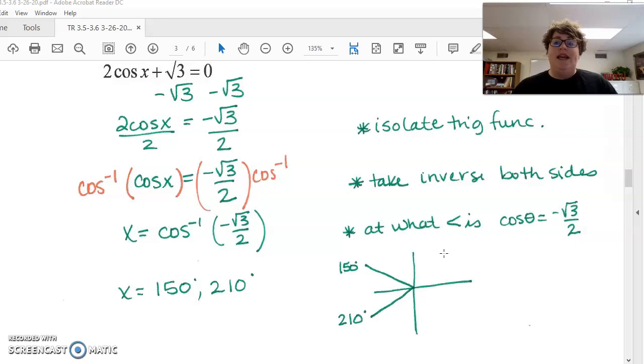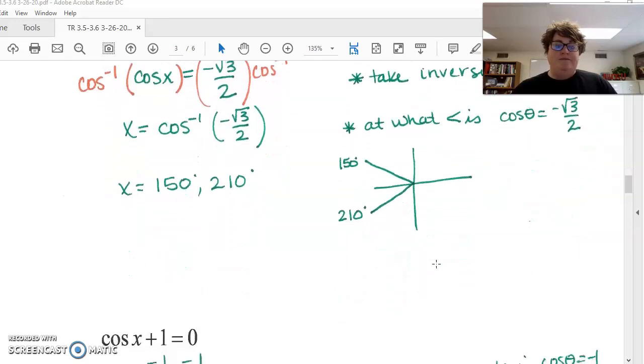So where is cosine negative? Remember, cosine is our x-axis. So where is x negative? So that's where the 150 and the 210. We know the cosine of root 3 over 2 happens at a 30-degree reference angle. So that's where the 150 and the 210 are coming from. 30-degree reference angle in quadrant number 2 and quadrant number 3.